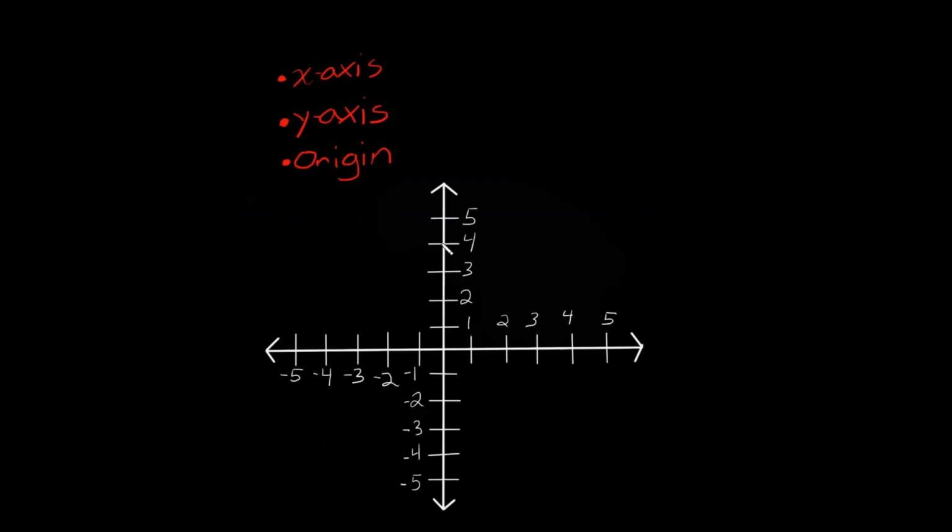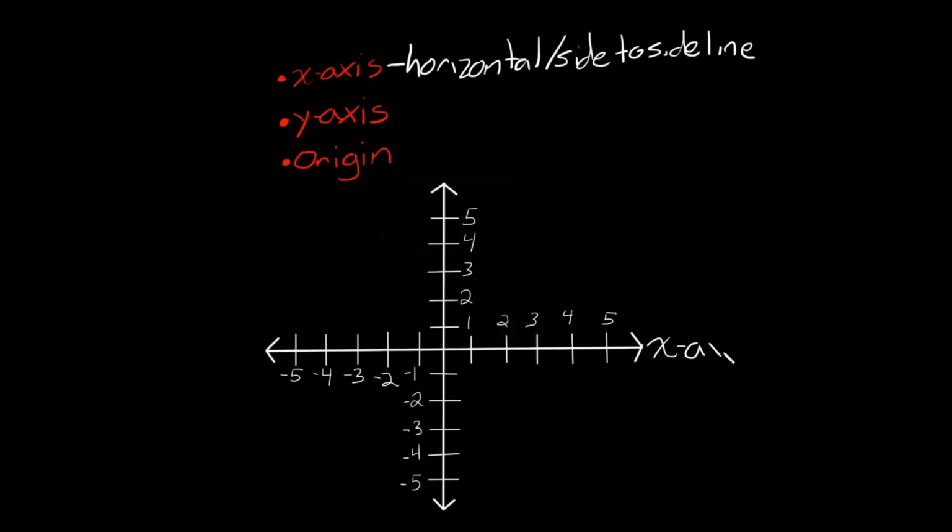Now we are going to talk about some things that you'll need to know when dealing with the coordinate plane. The first thing is the x-axis. The x-axis is the horizontal line of the coordinate plane. So I'll write horizontal, slash, side to side line. That is this line right here, the line that goes left to right. So I'm going to write x-axis.